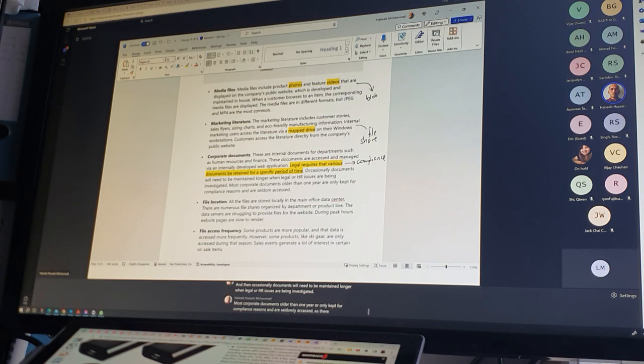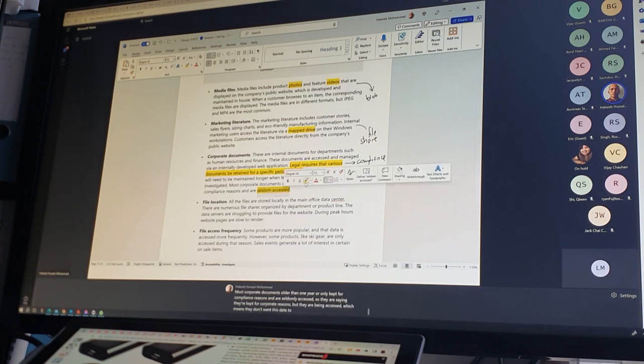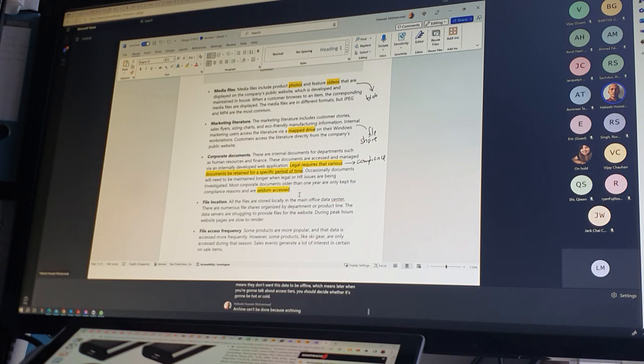So they are saying they are kept for compliance reasons, but they are being accessed, which means they don't want this data to be offline. Which means later when you're going to talk about access tiers, you should decide whether it's going to be hot or cold. Archive can't be done because archiving would require rehydration as well. But if you're going with archiving, you have to justify why you are choosing that.